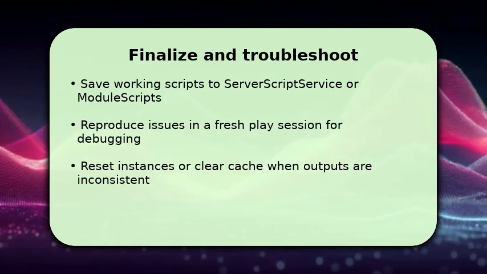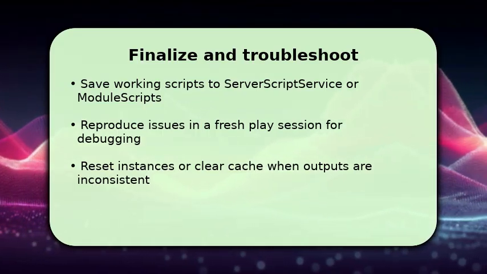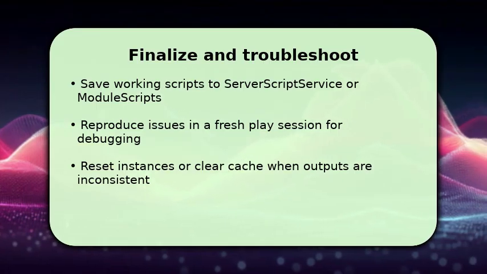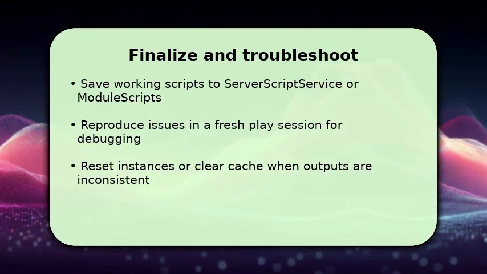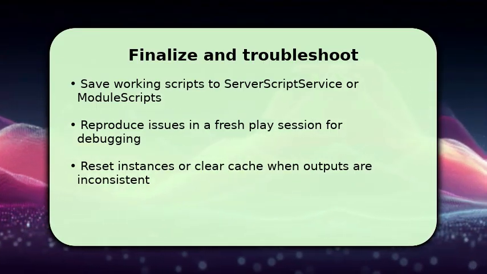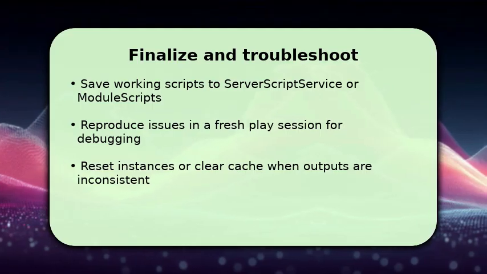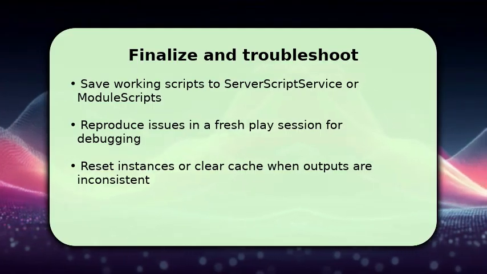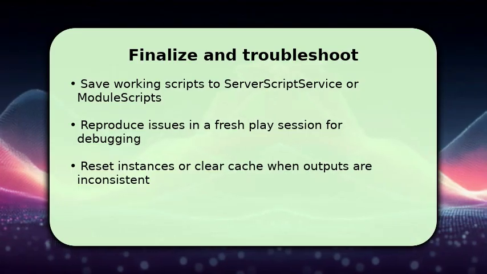If something fails, reproduce the issue step by step and inspect the logs for stack traces. Often a typo or incorrect object path is to blame. One key troubleshooting tip: reset the instance or clear Roblox cache before retesting to remove stale state.